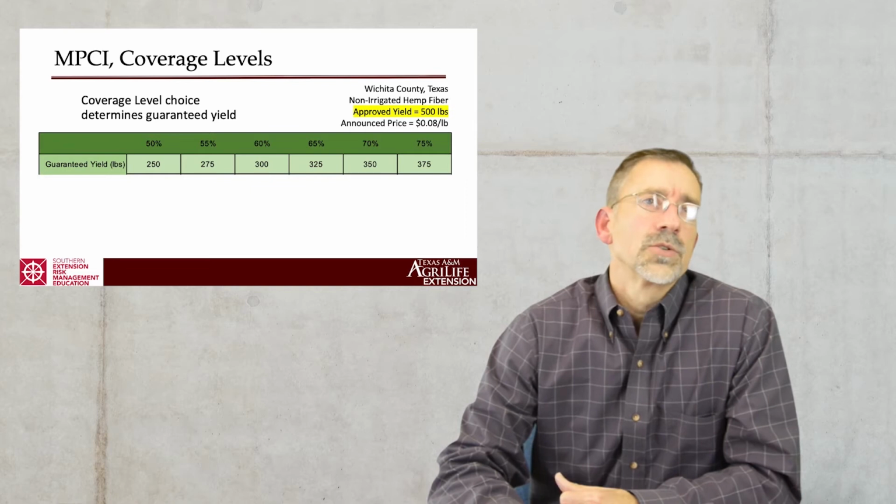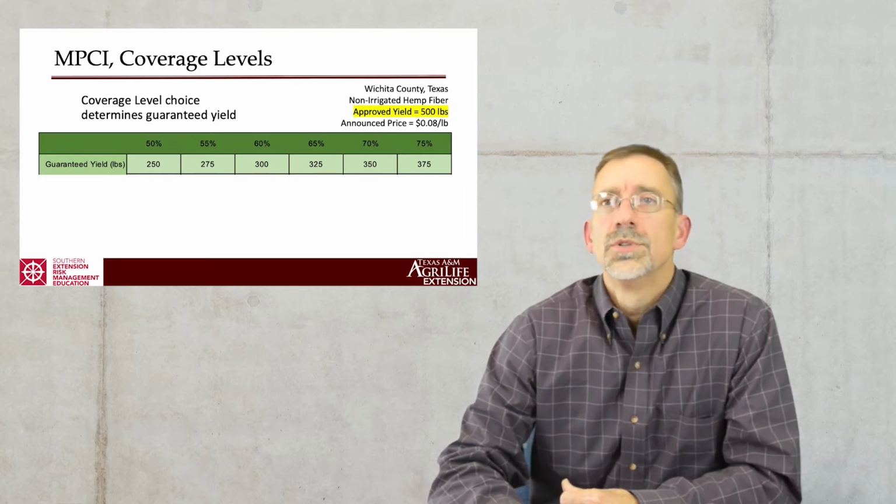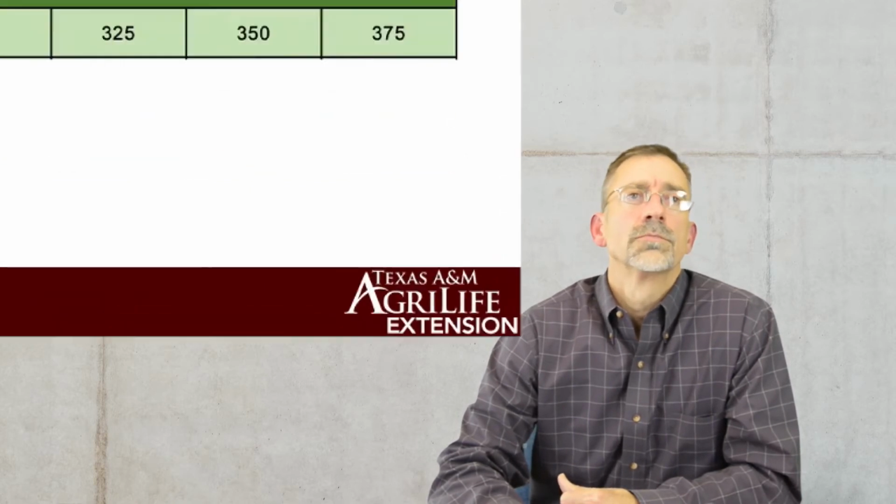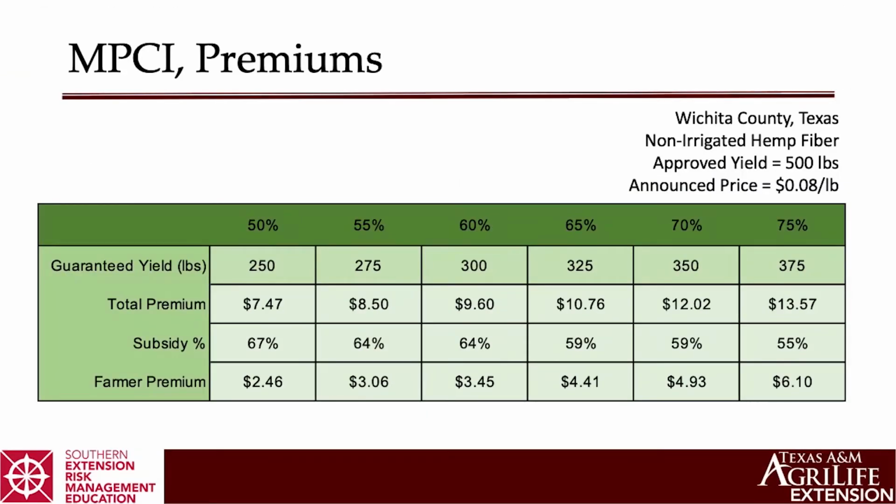So then what would you have to pay in terms of premium to purchase those different levels of insurance? If you look across the board there, the total premium starts at a little under $750 and goes up to a little over $1,350. But we mentioned earlier that most of these products come at a subsidized rate, and you can see there the subsidy percentages. So at the lowest level, 50%, the total premium might be $747, but you pay 33% of that. So the farmer premium is $246 an acre.